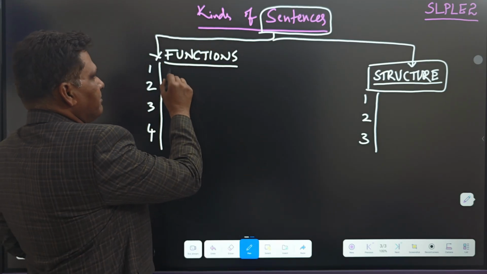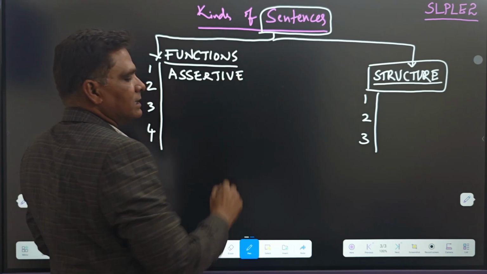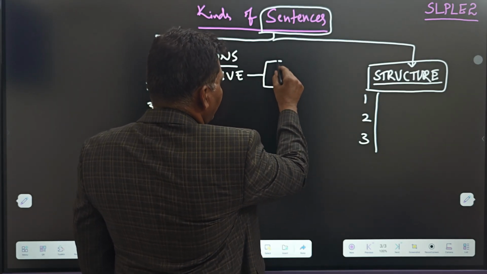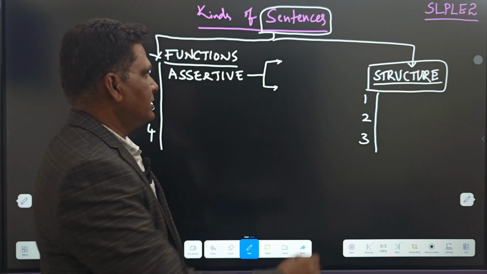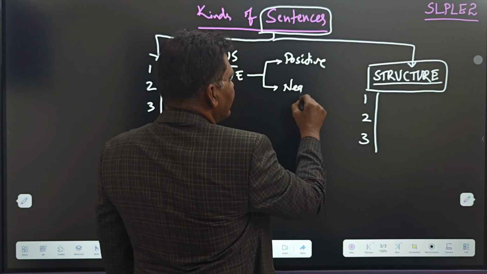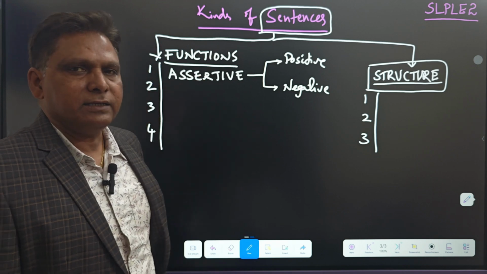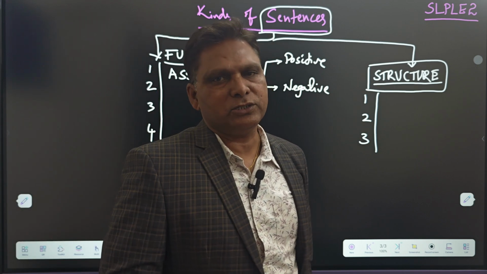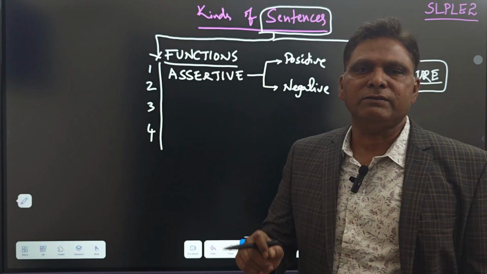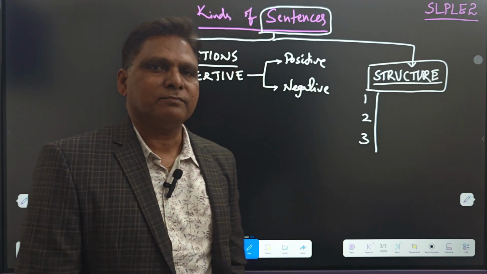Now, based on function, the first type of sentence is assertive sentence. In this assertive sentence, again, you can divide it into 2 types, assertive positive and assertive negative. As a function, assertive sentences give factual information. Assertive sentences make some statements. Assertive sentences give some habits. Assertive sentences give some universal truths.